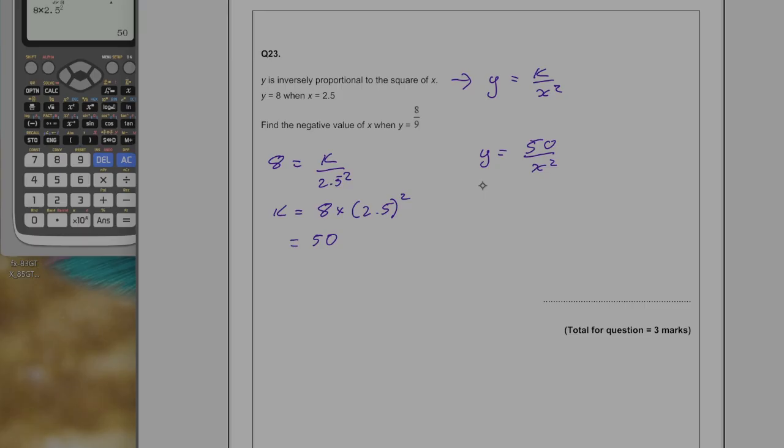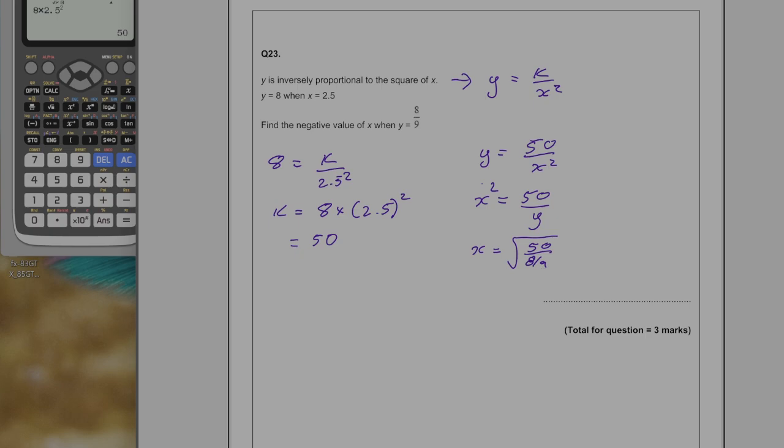So we can rearrange this to say that x squared is going to be equal to 50 divided by y. I'm going to use my calculator and take the negative value, the square root of 50 over 8 over 9.